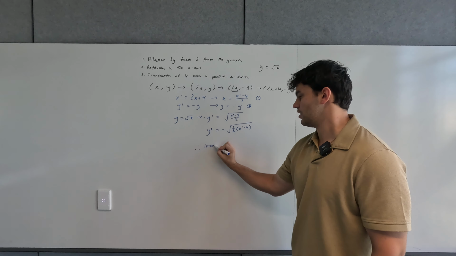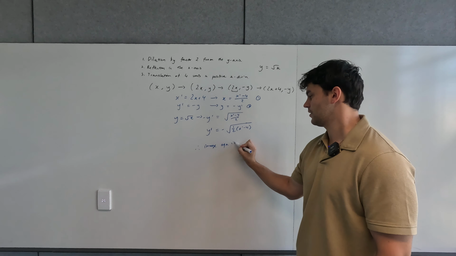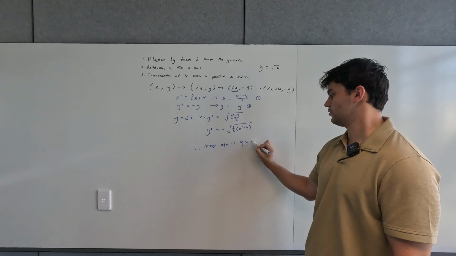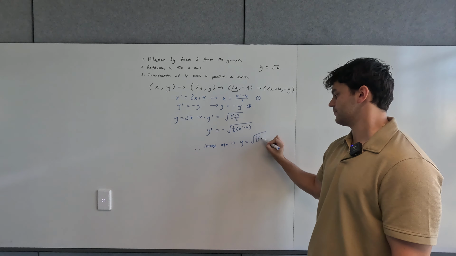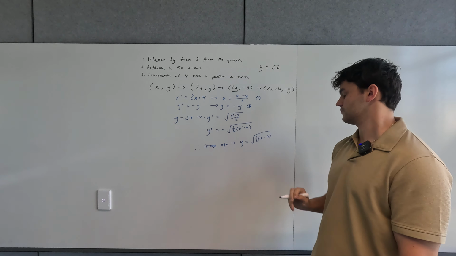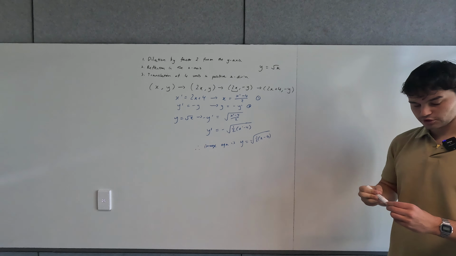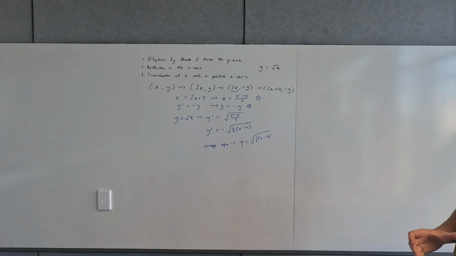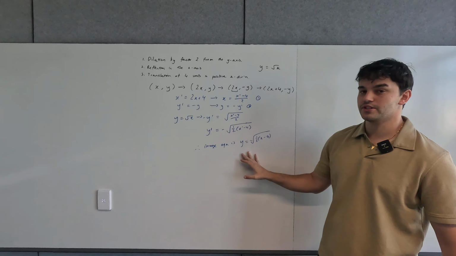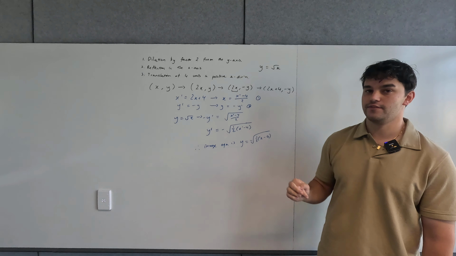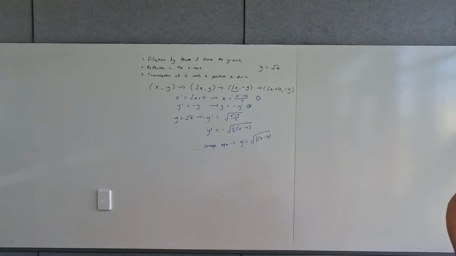Therefore, the image equation is y is equal to negative the square root of 1/2 x minus 4. Sweet. Now, sorry, I've got a negative there. Cool. Now, what I would say is to look at this equation and see how these transformations are reflected or represented on there.